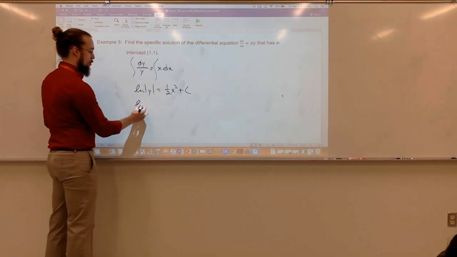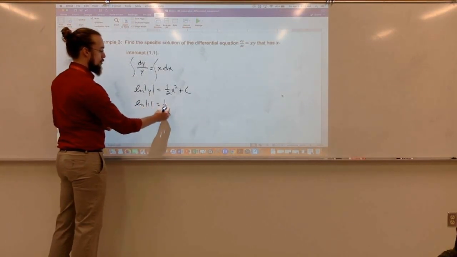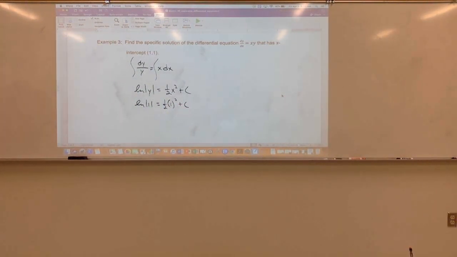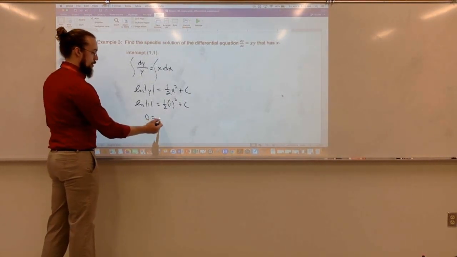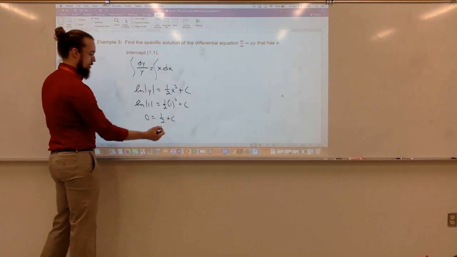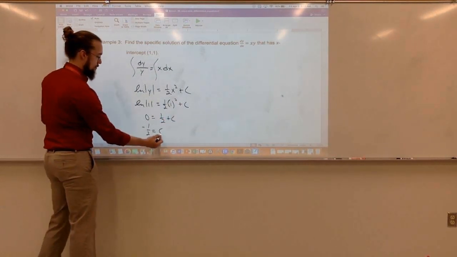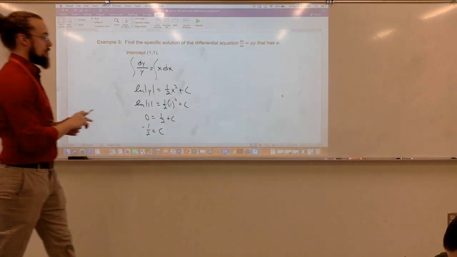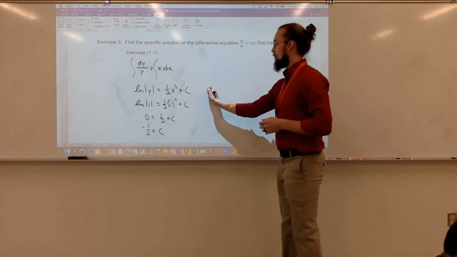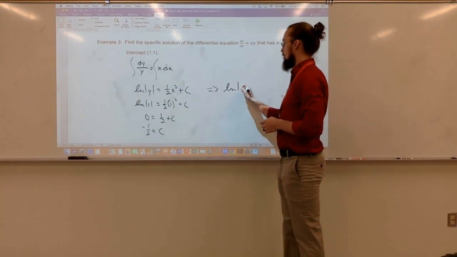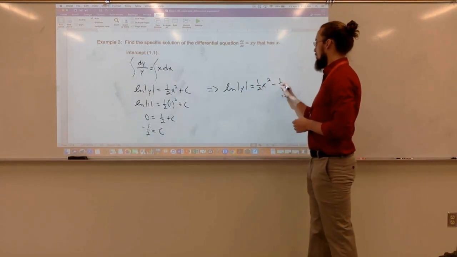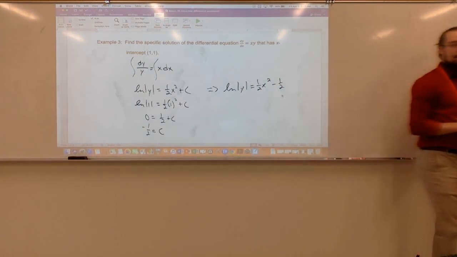So if I plug 1, 1 in, natural log of 1 equals 1/2 times 1 squared plus c. What's the natural log of 1? 0. So we get 0 equals 1/2 plus c. So c is negative 1/2. So now, let's come back over here and plug that in. 1/2 x squared minus 1/2. Now, how would I solve this for y?